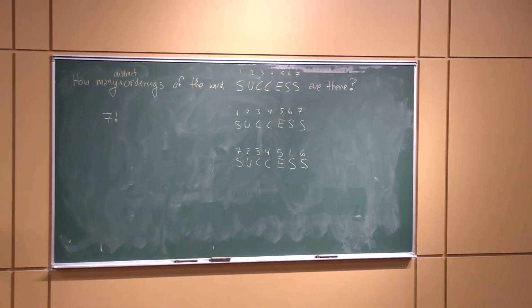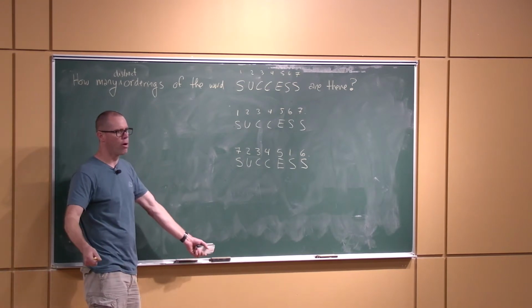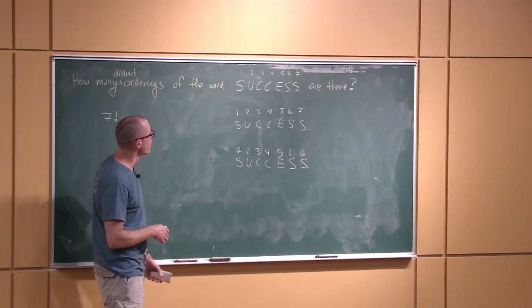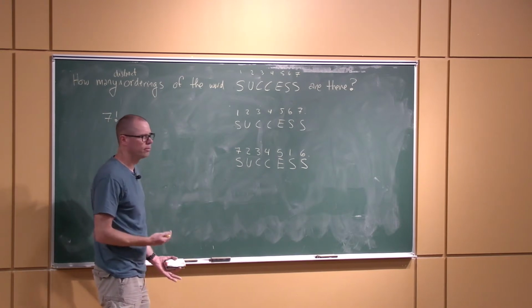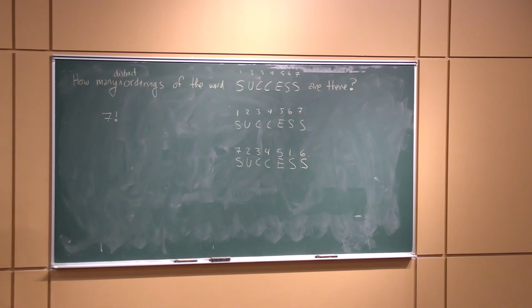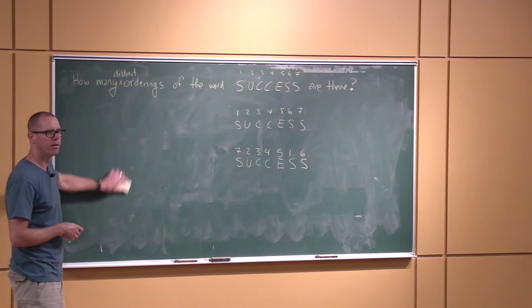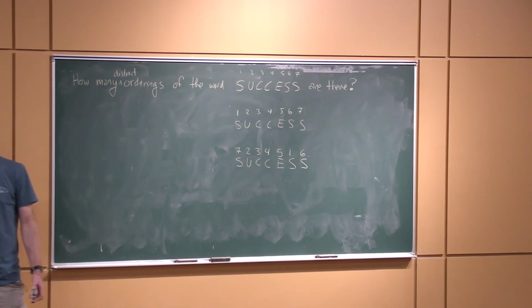So permutations work great when you have a sequence of distinct elements and you want to know how many different ways can you order them. But when the elements are not distinct, you have some more work to do. Okay. So any suggestions on how to proceed?